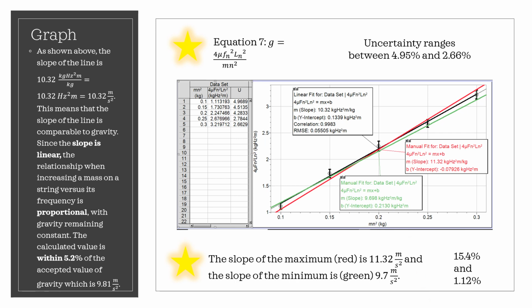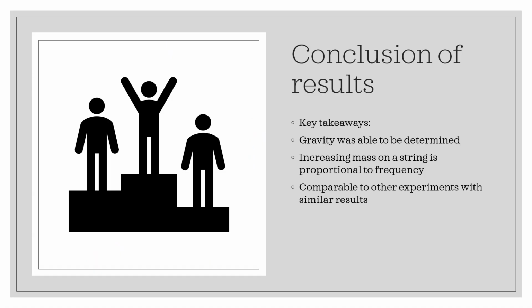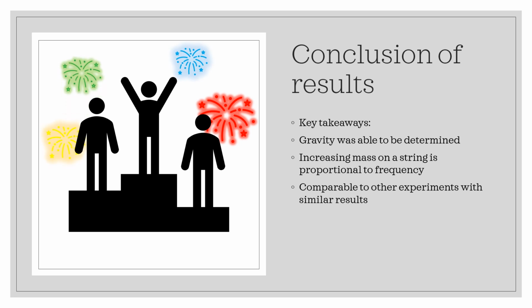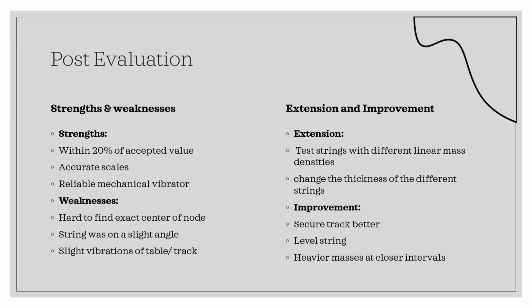So overall, very successful. So here's the conclusion. Key takeaways. Gravity was able to be determined. Increasing mass on a string is proportional to frequency, and comparable to other experiments with similar results because gravity was able to be found. So post-evaluations, what are some strengths? First off, the experiment was successful. We used accurate scales, and we had a reliable mechanical vibrator.